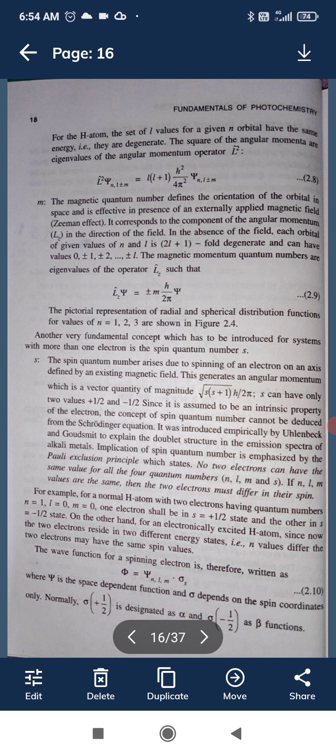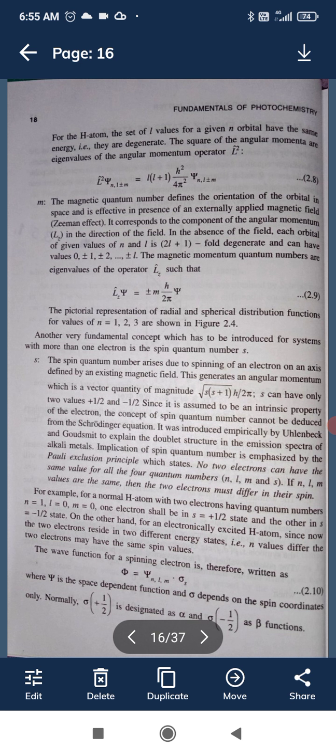So according to Pauli's exclusion principle, no two electrons can have the same value for all quantum numbers. If n, l, m values are the same, then the two electrons must differ in their spin. For example, for a normal hydrogen atom with two electrons having quantum numbers n equal to 1, l equal to 0, m equal to 0, one electron shall be in the s equal to plus half state and another in the minus half state. On the other hand, for an electronically excited hydrogen atom, since the two electrons reside in two different energy states, their n values differ. The two electrons may have the same spin values.